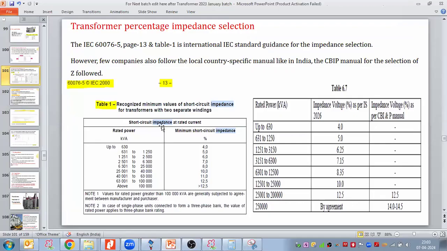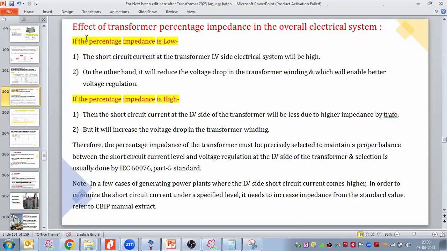Let us see the impact of the impedance on the system, why the correct impedance selection is important, and where we have to go for a non-standard impedance for the electrical system. So this is the impedance that we follow. The impact of the impedance is its effect, the percentage impedance, on the overall electrical system.